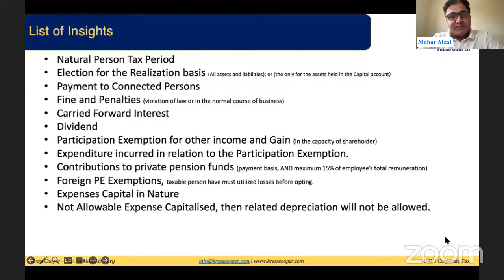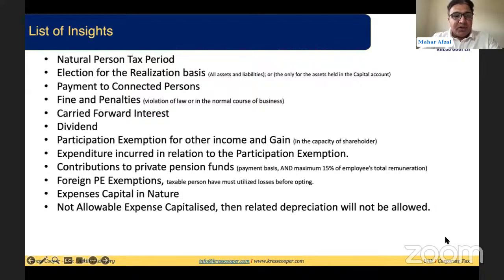Fines and penalties. If the taxable person is violating the law, any fine or penalty will not be allowable. But if they are paying a penalty in the normal course of business, this will be allowed. I just wanted to give you an example. An overspeeding fine is not allowed. But if the company has made a contract with another person and there is a breach of the clauses of the contract and the company is paying a penalty, that will be allowed. The guide says this will be considered an expense in the normal course of business.